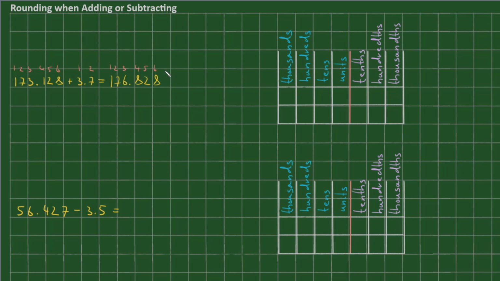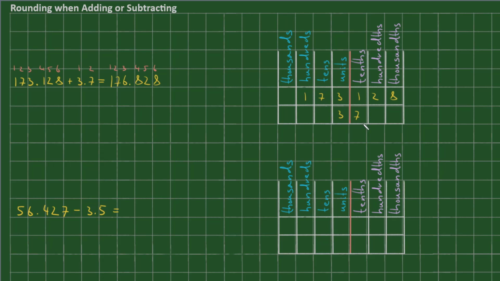Well, the rule remains the same. I should round to the least accurate position. So I'm going to use my table on the right. The first value is 173.128 and the second value is 3.7. The first value is accurate to the thousandths position. The second value is accurate to the tenths position. So the second value is the least accurate value, and therefore it will dictate how I'm going to round my result.